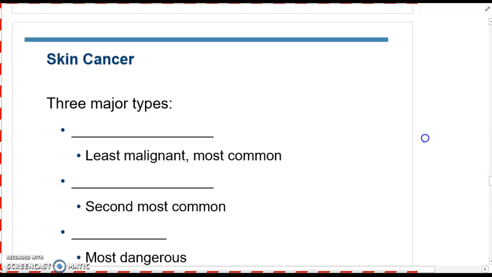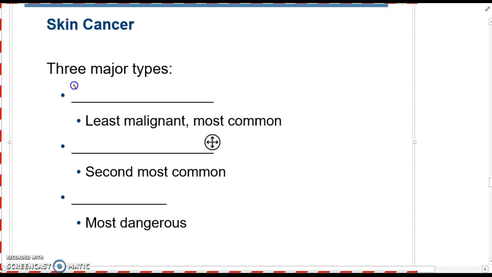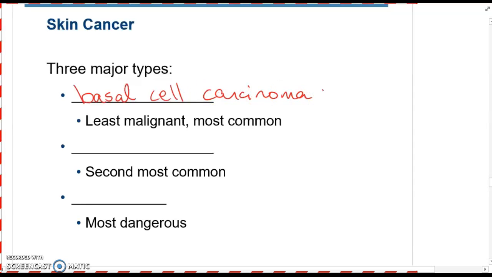Now we're going to move on to skin cancer. So there are 3 major types. You've probably heard of at least one of these. The first one is basal cell carcinoma. And that's least malignant. It's most common. So generally it's confined to one area. You can see it. You can remove, for example, that problem mole and it hasn't spread. That cancer has not spread. So least malignant meaning it is easier to cure, get rid of.